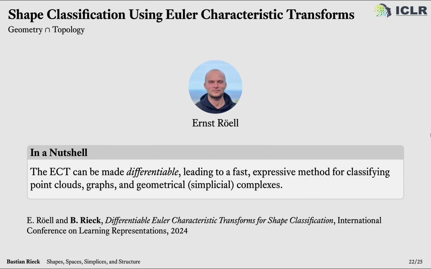But more to the point, this can be done in a blazingly fast manner. So together with Ernst, we have this very nice paper on differentiable Euler characteristic transforms for shape classification. And this is such a speaking title to me because everything is basically in there, right? So we show that the ECT can be made differentiable using some very, very nice approximation tricks. We also show that this leads to a fast, expressive method for the classification of point clouds, graphs, and geometric simplicial complexes or other types of complexes.